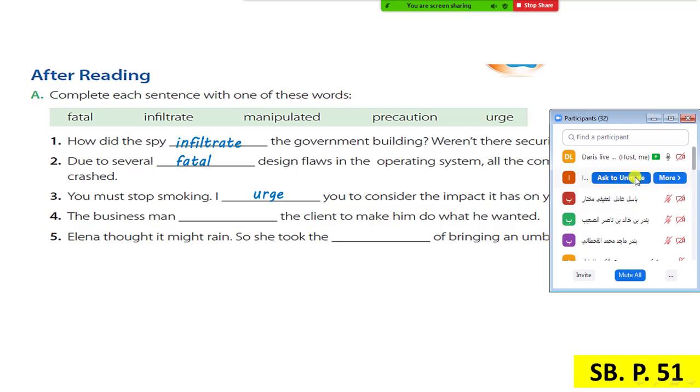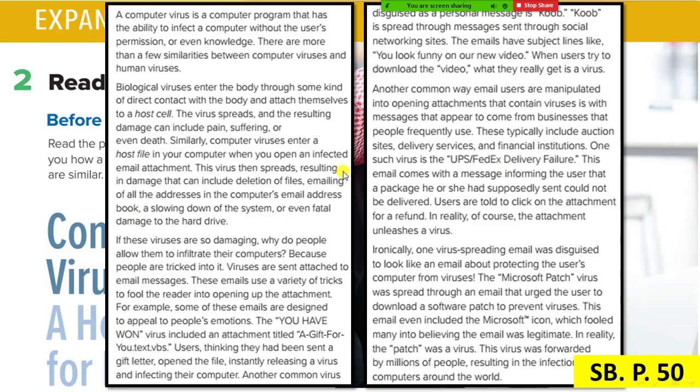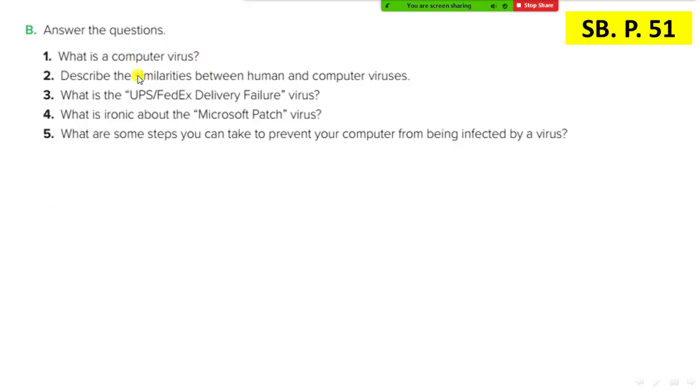Okay, yeah, Jafar. The business manipulated the client to make him do what he wanted. Yes, manipulated. And the last one, of course, precautions. Thank you, Muhammad. Thank you, Iyad. And the next part is exercise B.